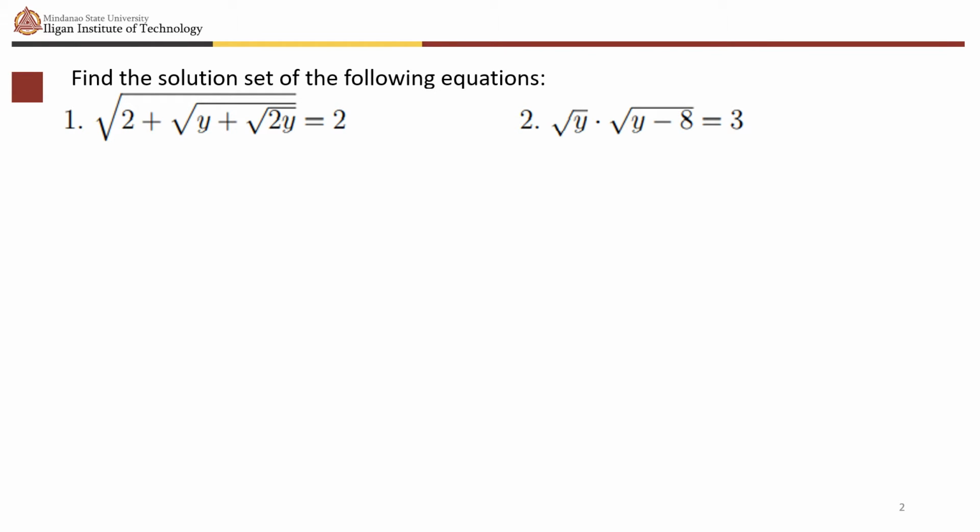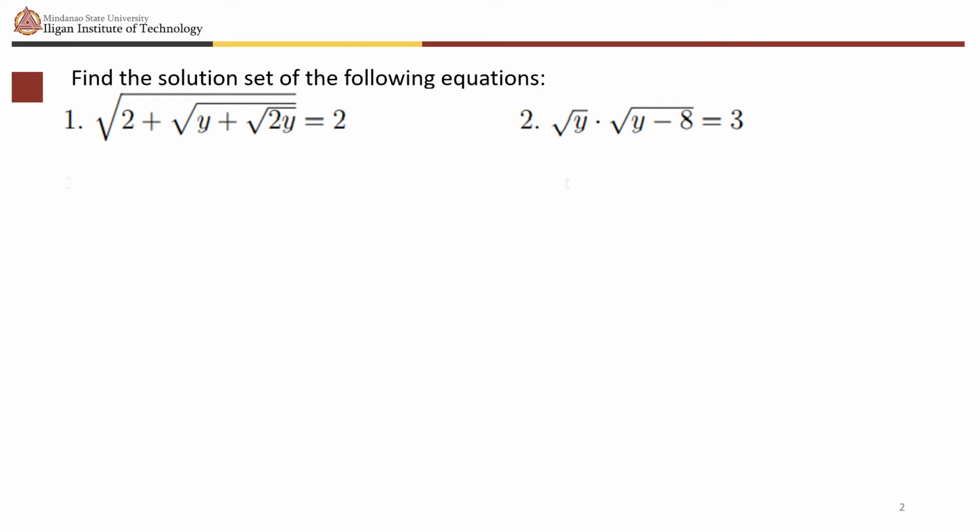So we are asked here to find the solution set of the following equations. Number 1, square root of 2 plus square root of y plus square root of 2y is equal to 2. And number 2, we have square root of y times square root of y minus 8 is equal to 3.